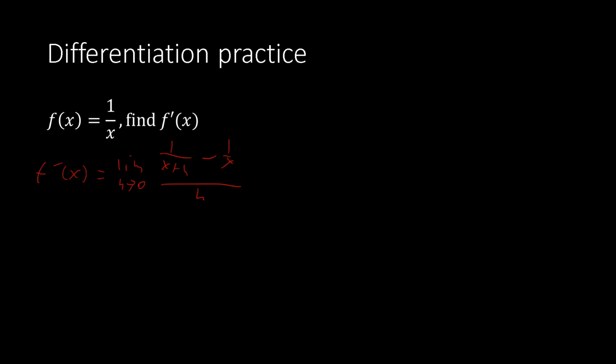So I'm going to start by getting these two to have the same denominator. So I'm going to multiply by x over x and x plus h over x plus h.